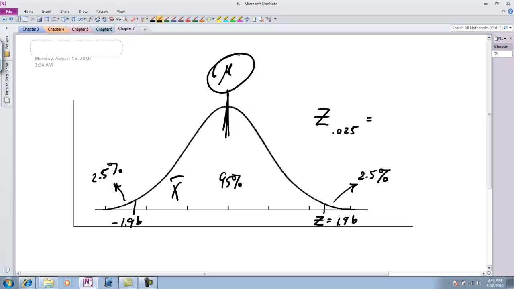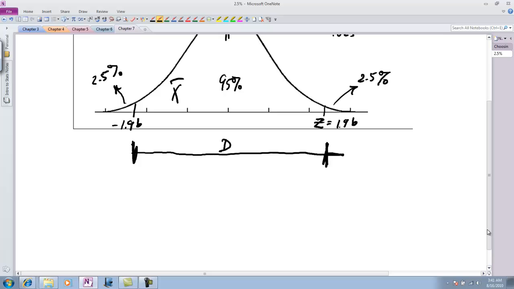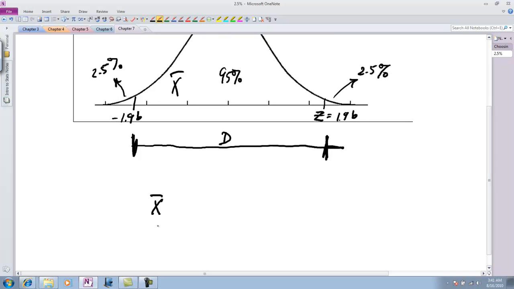Well, now we can flip that on its head, because we can say if this distance from here to here is 1.96, then if I just take that distance and I go wherever x bar is, and I put x bar in the center. So let me scroll down. Let's say x bar is over here. Well, if I go 1.96 in either direction, look what happens.